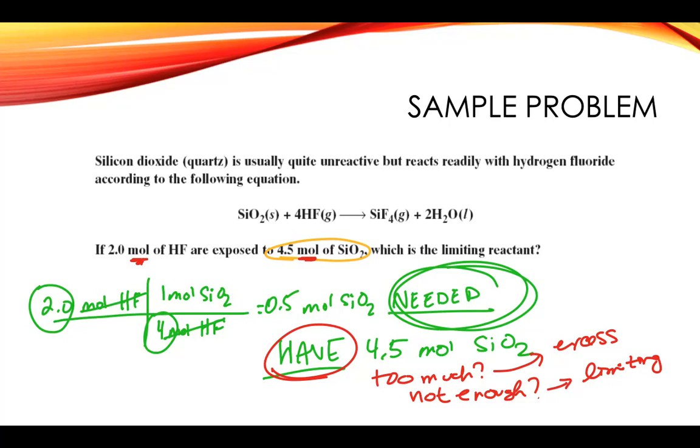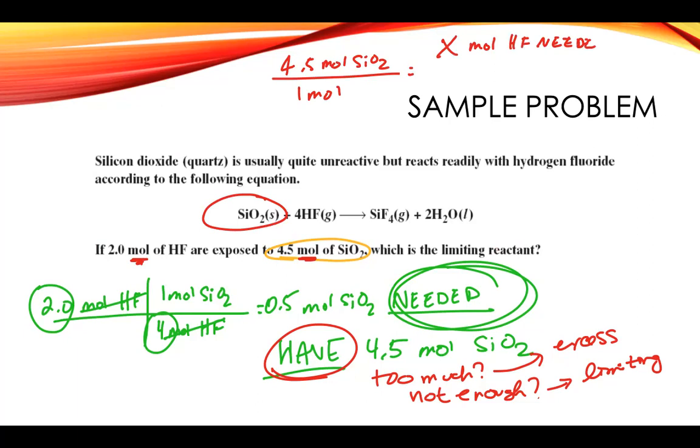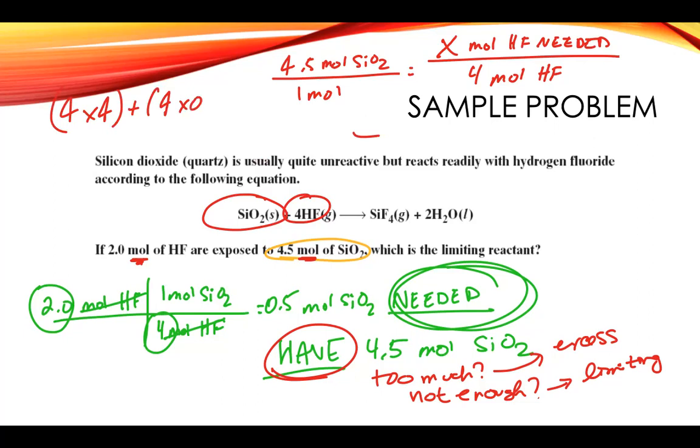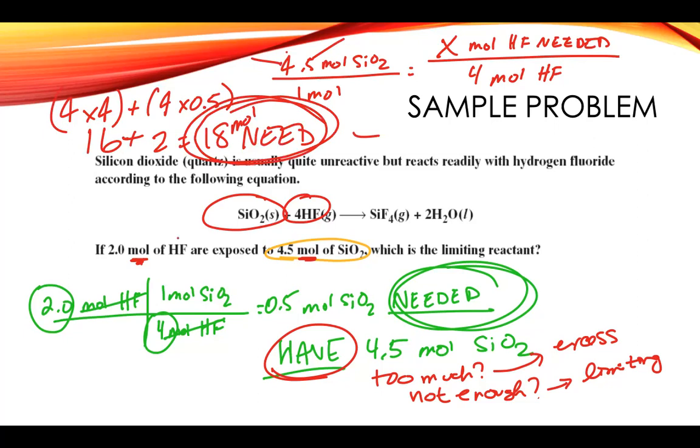I'll pick SiO2 and say, okay, I have 4.5 moles of SiO2, and I'm going to put that over the mole in the balanced equation. So that's 1 mole. And I want to know how many moles of HF I would need, over, again, the mole ratio in the balanced equation. So that's 4 moles of HF. So 4 times 4.5. Quick mental math: 4 times 4 plus 4 times 0.5. That's 16 plus 2, 18. So I need 18 moles of HF. How much do I have? I have only 2.